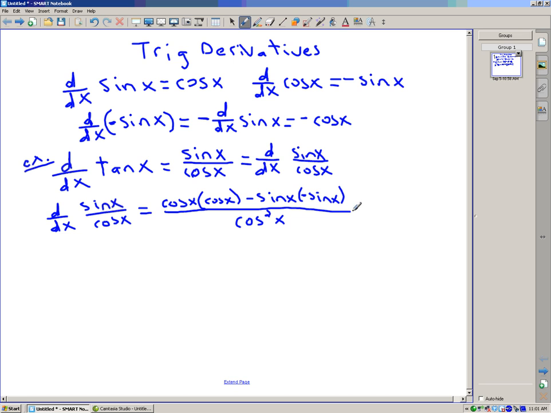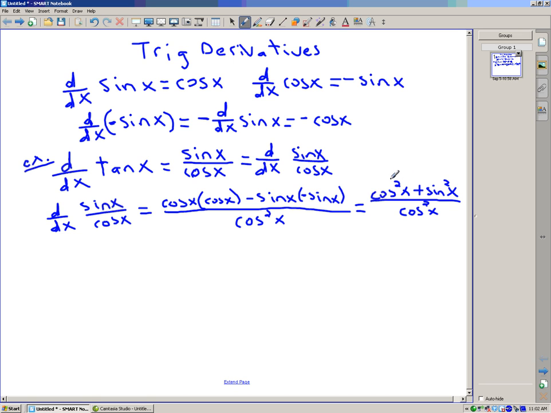So let's clean this up. In the top, I've got cosine times cosine, which we're going to write as cosine squared. And then I've got negative sine times negative sine, which is positive sine squared. And that's all over cosine squared. Now on the top, I've got a Pythagorean identity: cosine squared plus sine squared. And of course, nobody would cancel those cosine squareds because that would be silly. We can't do that because of that plus sign.